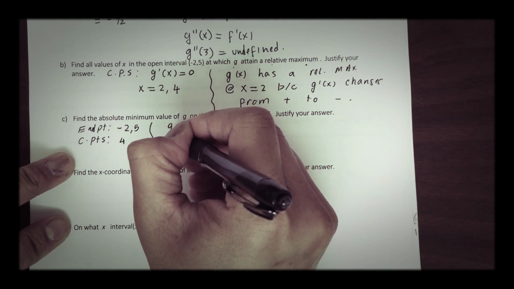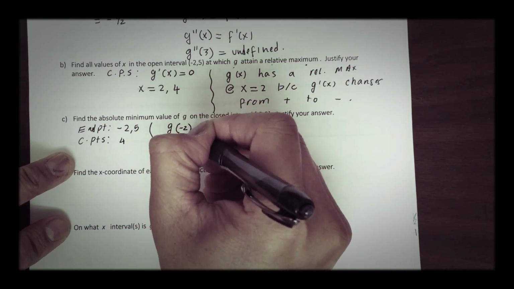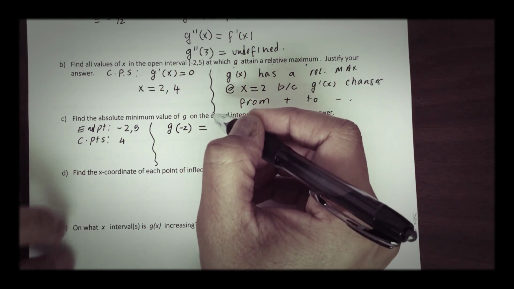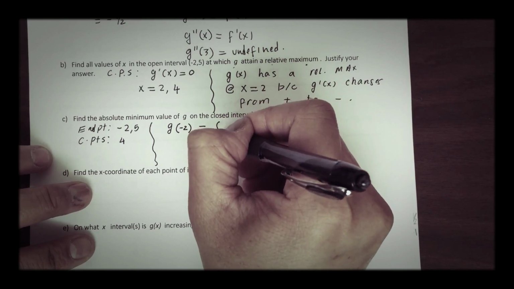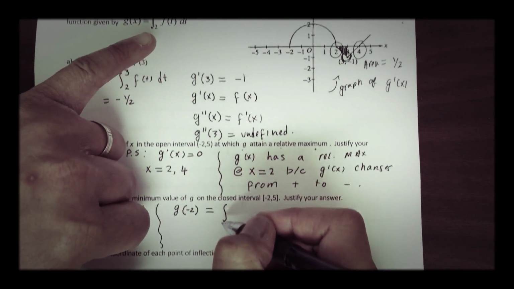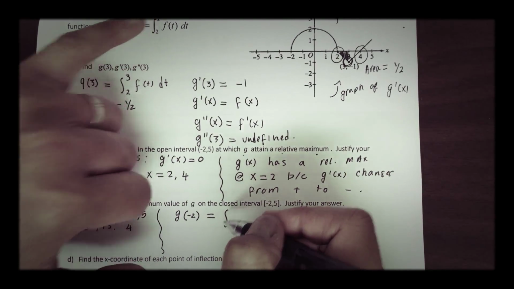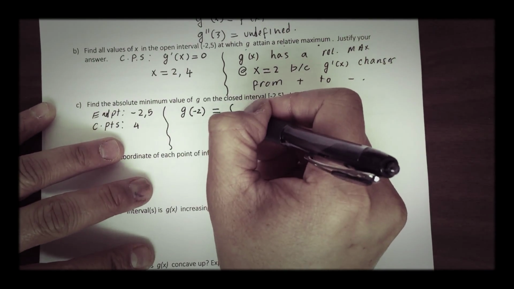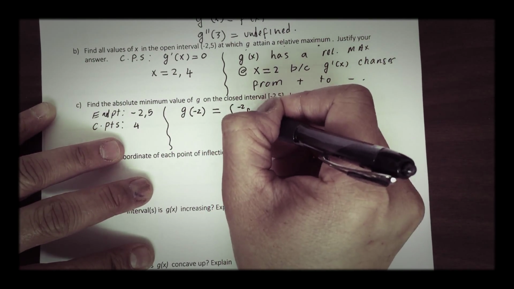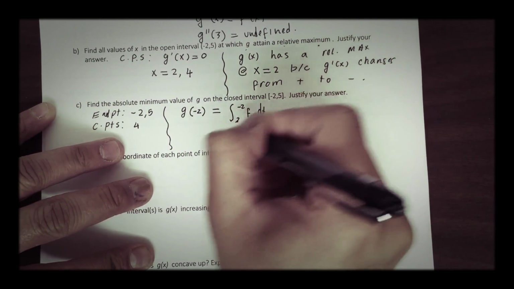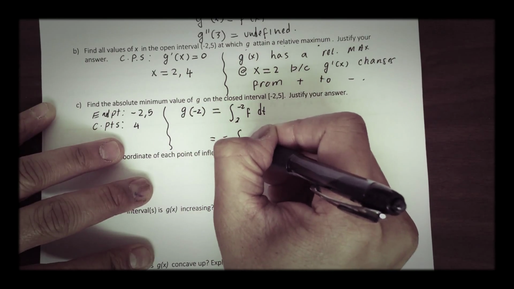So we need to check what is g at -2. Well, g at -2 is the integral. So go back to the definition of g and plug in from 2 to -2. So from 2 to -2 of f, which equals, we have to kind of flip the bounds like that.